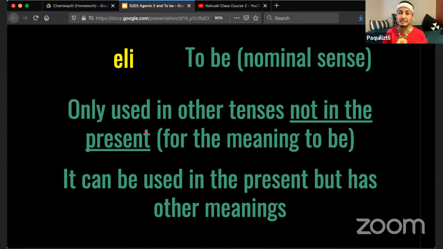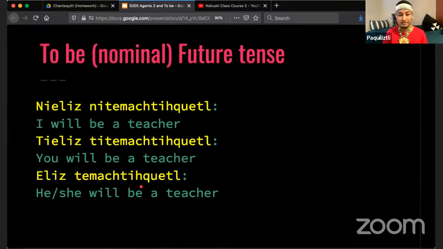or any other tense that's conditional. I don't know the other ones' technical names, but basically any other tense except the present is when you use eli. But there are situations where you use eli in the present tense. It's just that they have other meanings, but not the meaning of to be. Okay. So here are the examples. I conjugated all of them for you to see.